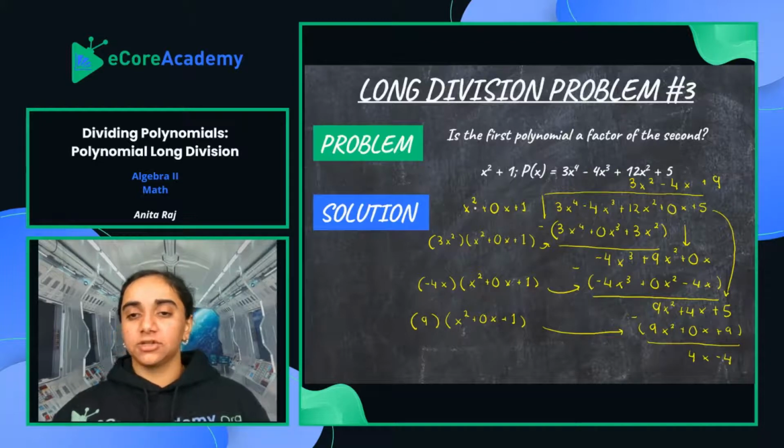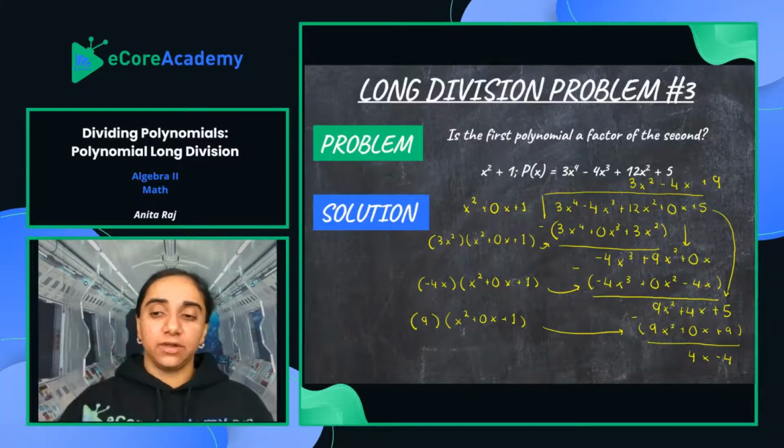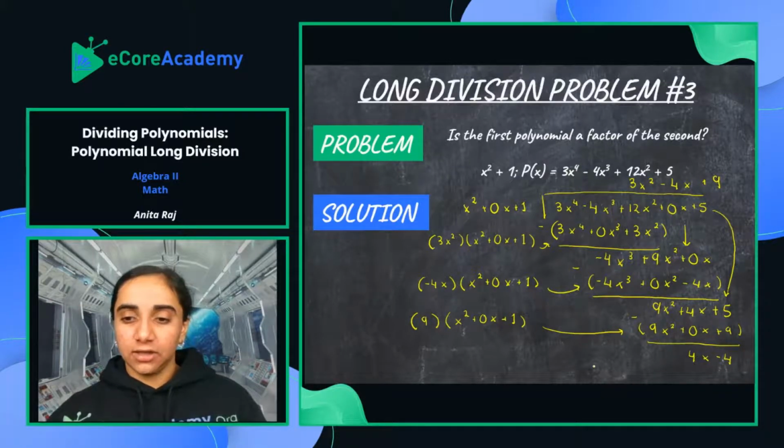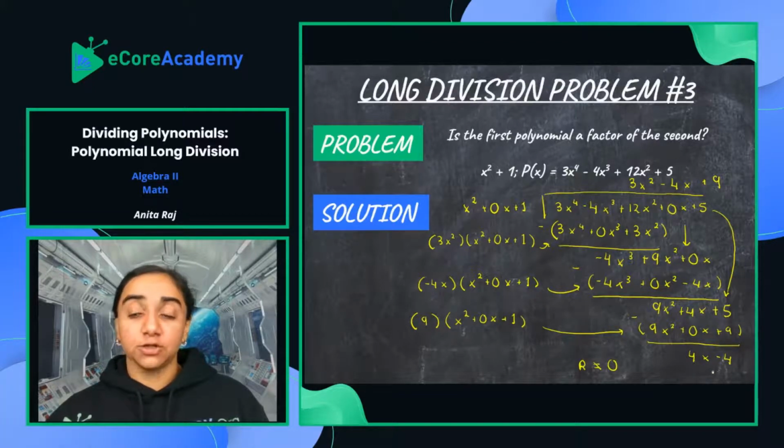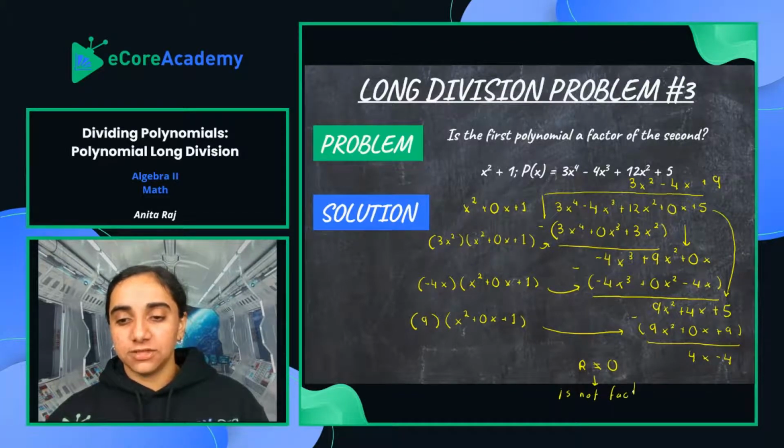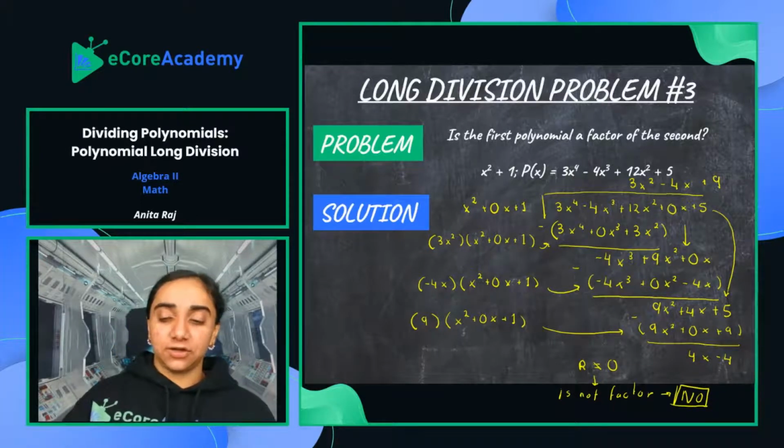However, if we look at our divisor, our first term is x squared, and our first term here is 4x. x squared cannot go into 4x because the x here is linear and the x here is quadratic. That just doesn't work because x squared is already higher degree than x. So in this case, there is a remainder. Our remainder does not equal 0. Our remainder is 4x minus 4. If there is a remainder, that means the divisor is not a factor. So the answer to the original question would be no, the divisor is not a factor of the dividend.